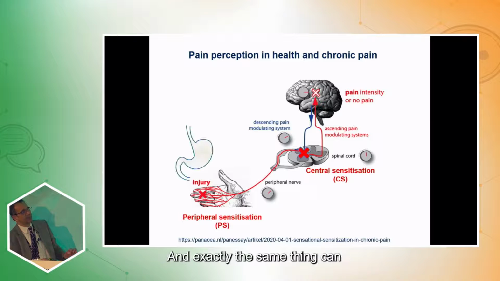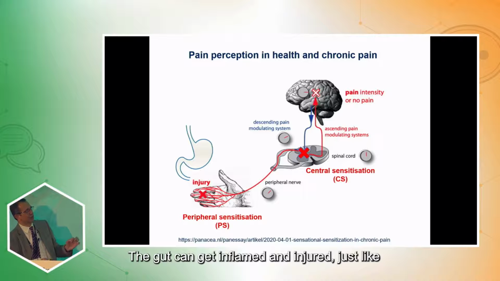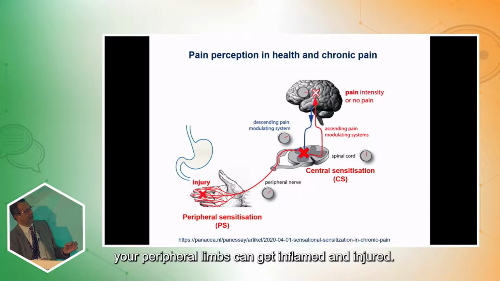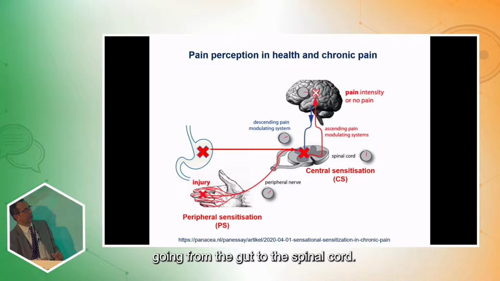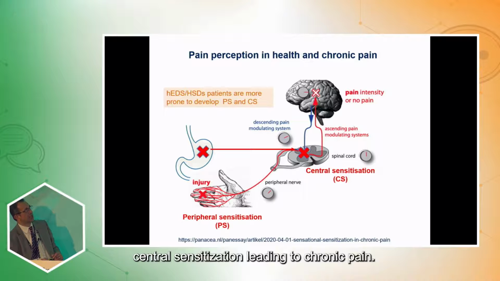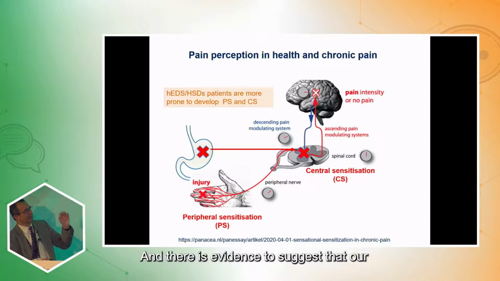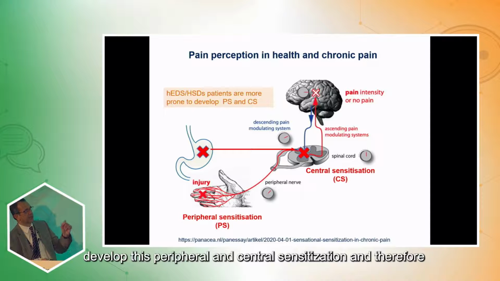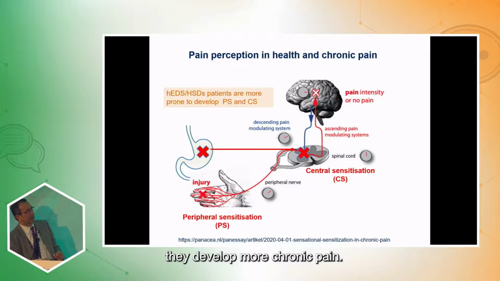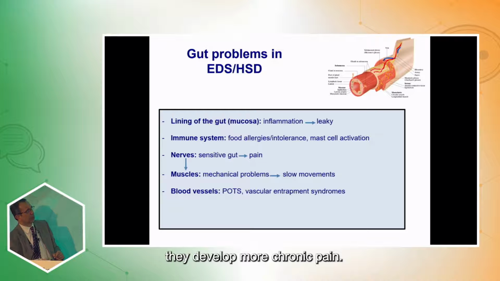And exactly the same thing can happen in the gut as well. The gut can get inflamed and injured, just like your peripheral limbs can get inflamed and injured, and you can get sensitization of the nerves going from the gut to the spinal cord. And that leads to this peripheral and central sensitization, leading to chronic pain. And there is evidence to suggest that our hEDS and HSD patients are more prone to develop this peripheral and central sensitization, and therefore they develop more chronic pain.